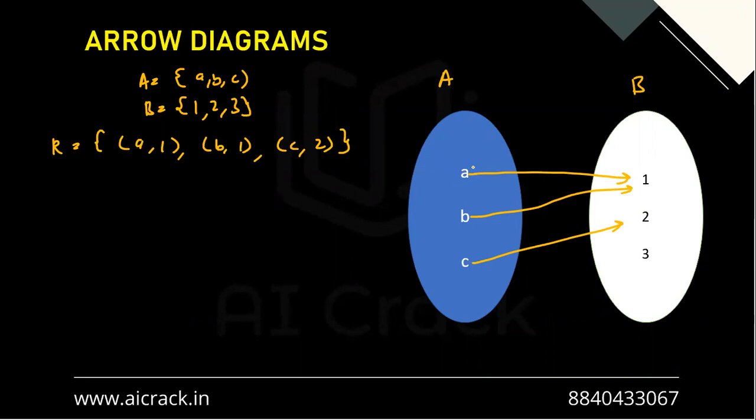Now we can see that all these three elements have been mapped. We say this is mapping. So 1 is called image of A. 1 is also called image of B. 2 is called image of C. There is no name for 3. Only those which are being mapped are called image of the respective elements. So 1 is image of A, 1 is also image of B, 2 is image of C. Similarly, A is pre-image of 1, B is pre-image of 1, C is pre-image of 2. So this is called pre-image.